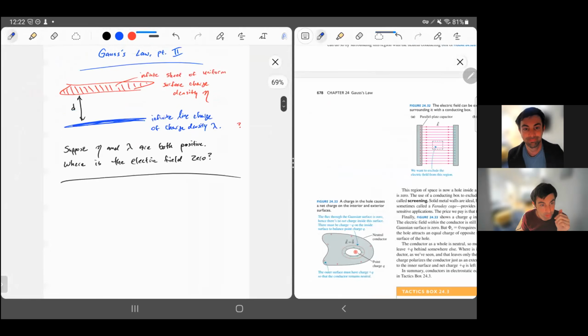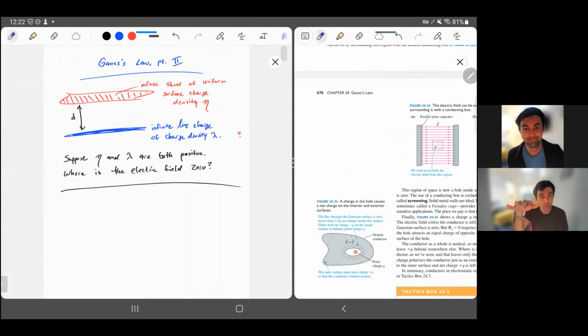So the problem is that you have an infinite sheet of charge and an infinite line charge, and they're separated by a distance d. Given that both of these are positive, where is the electric field 0? First of all, the answer, if it exists, has to be in this region right here. Above, both of the electric field contributions are up, and below, both are down. So it's only in between that the electric field contribution from the rod is up, and from the infinite sheet of charge, it's down. So the answer has to be somewhere in between.